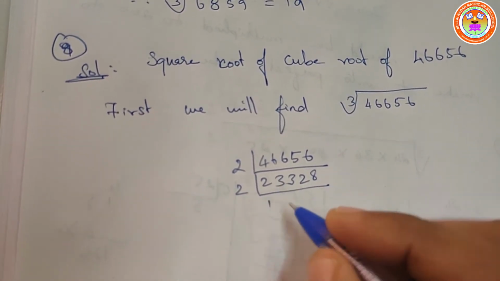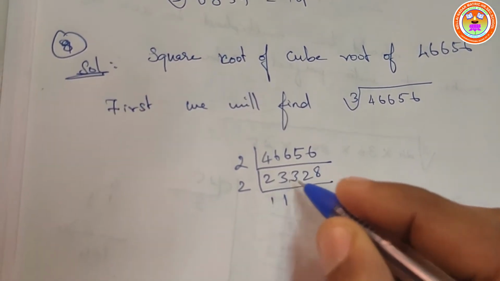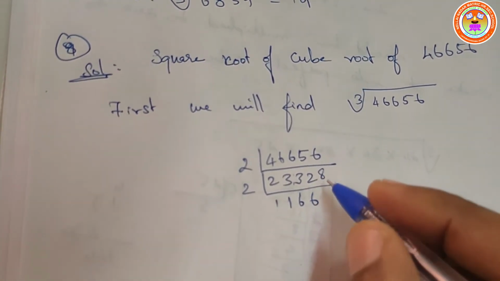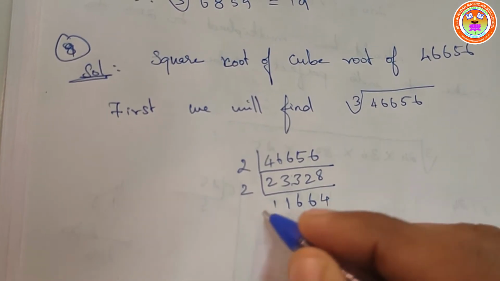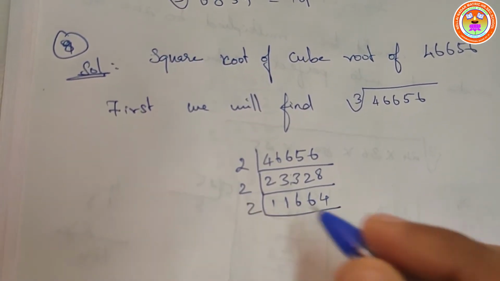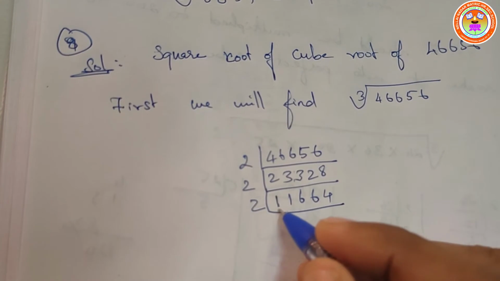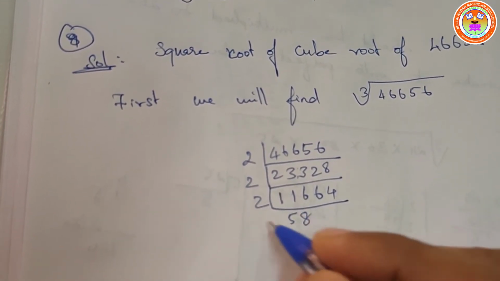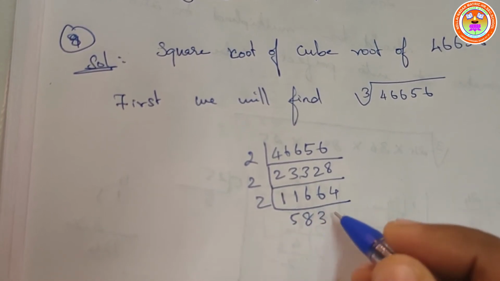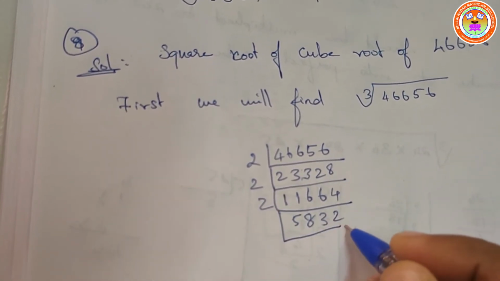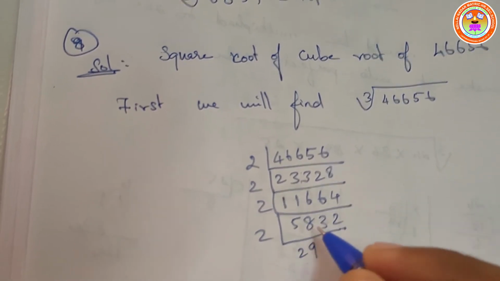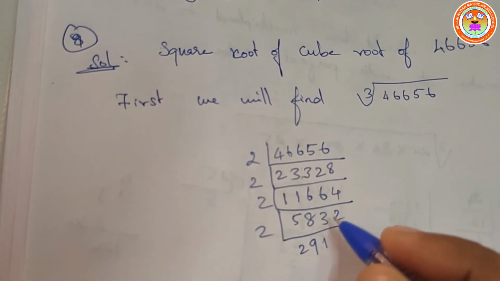1 2 is 2, 1 2 is 2, remainder 1, 6 2s are 12, remainder 1, 6 2s are 12, and here 4 2s are 8. Now again you go for the 2 tables. You take this 2 digit, 5 2s are 10, remainder 1, 8 2s are 16, and 3 2s are 6, 2 2s are 4. Again go for the 2 tables. 2 2s are 4, remainder 1, 9 2s are 18, and 1 2 is 2, remainder 1, 6.